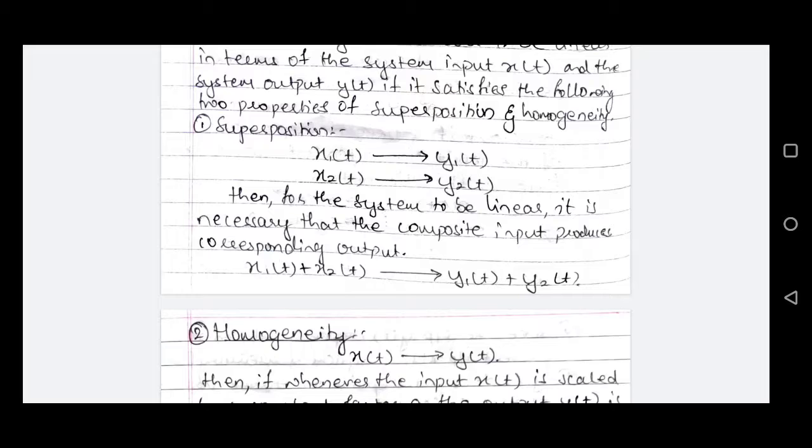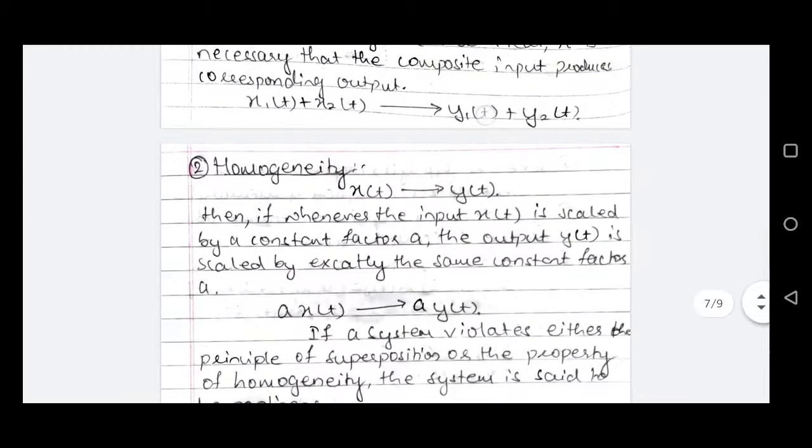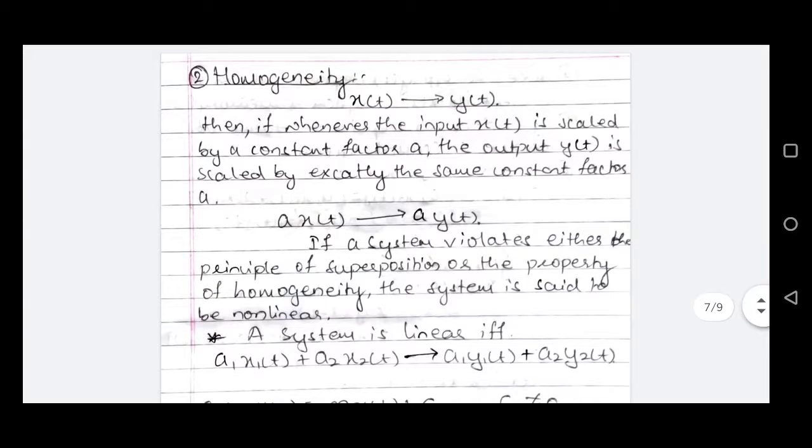Then only a system is said to satisfy the superposition property, which is required to satisfy the linearity. And the homogeneity property states that if input x of t is producing the output y of t, then whenever input x of t is scaled by some constant a, the output from the system should also be scaled by exactly the same constant a. That is, if input x of t is scaled by a, it should result in the output scaled by the same factor, a y of t.